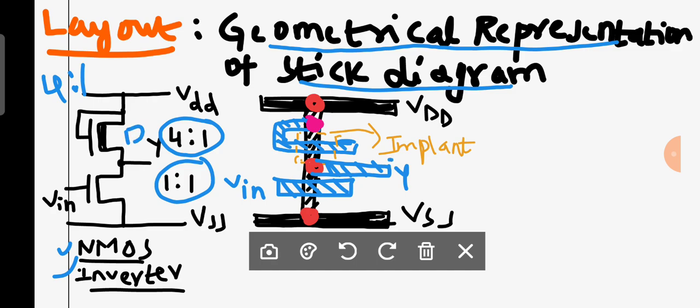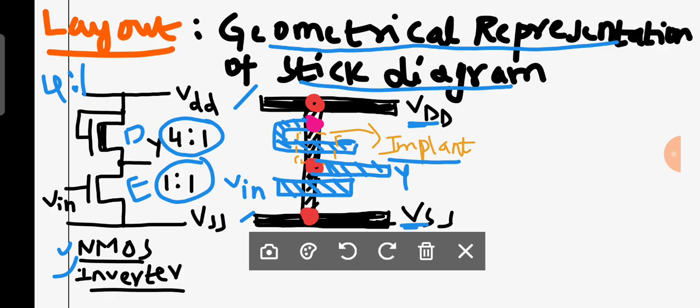Now you can observe this stick diagram, and since it is a depletion mode NMOS, you may have an implant here. This is an enhancement mode NMOS, therefore you do not have any implant here. Then this is a metal, this is a metal, and it is VDD and it is VSS. All these things we had discussed in the previous classes. Now here the focus is to design the layout of an NMOS inverter or some other examples using NMOS logic.